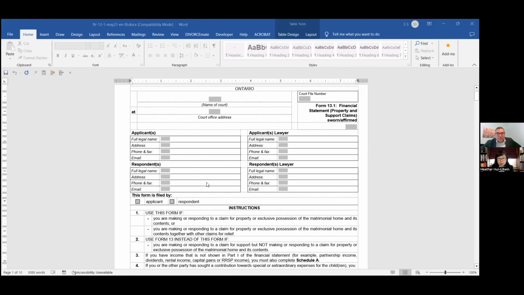I'll recap in a minute. Let's just look at the financial statement to see how this looks, okay? And I didn't fill out this financial statement. I'm just going to show it to you.